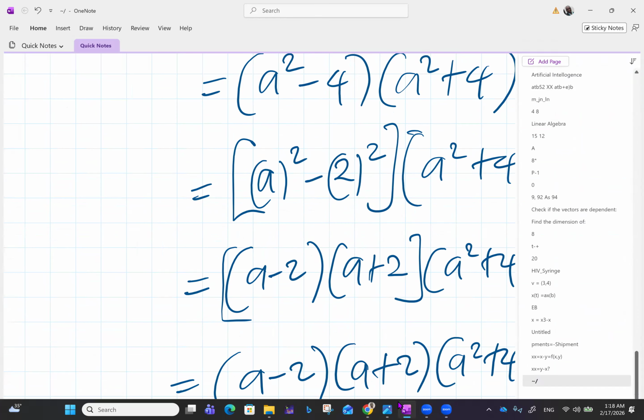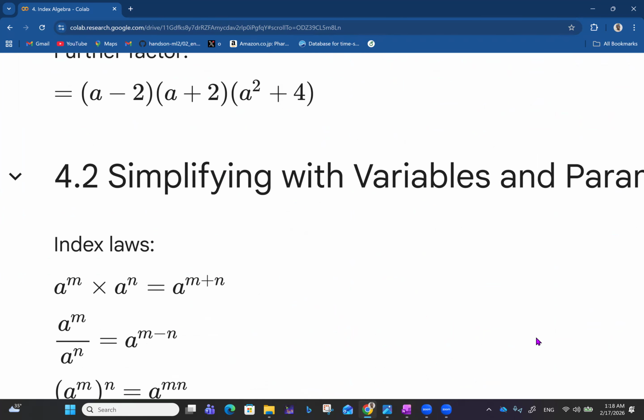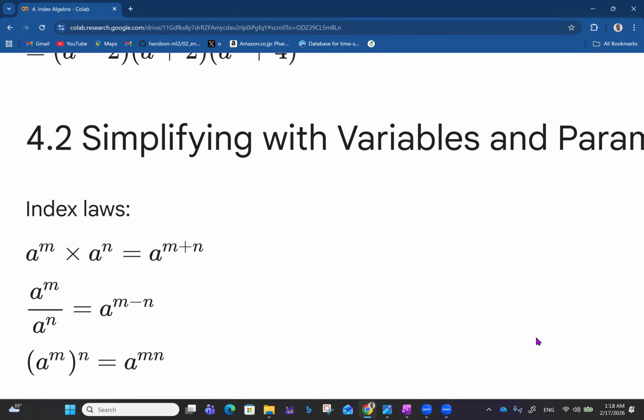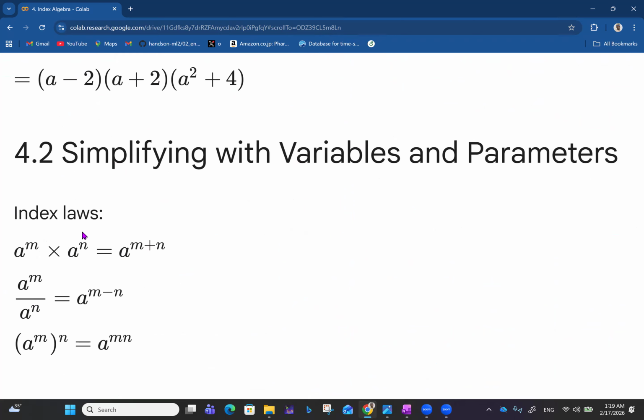Okay, so with that in place, we can go ahead and talk about simplifying with variables and parameters. So what if we have to simplify with variables and parameters? So we have index laws here.